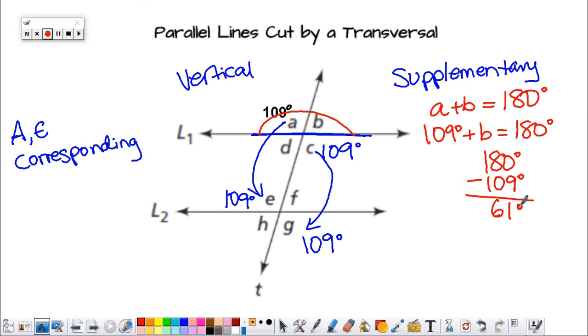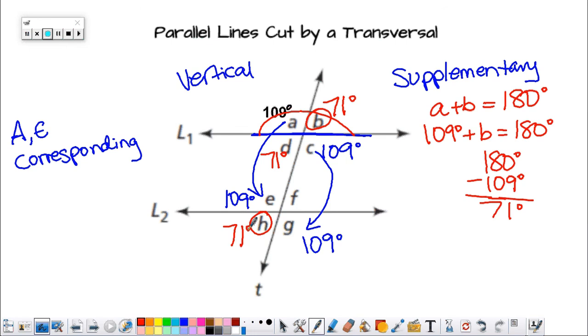Nope, 71 degrees. Sorry. 71 degrees. Okay, so B ends up being 71 degrees. Well, then B and D are also vertical angles, so D becomes 71 degrees. I'm going to use a different angle type. I'm going to look at B and H, because those are alternate exterior angles. They're on opposite sides of the transversal, and they're also on the outside of the parallel lines. So B and H are congruent. They're the same. So that makes that 71 degrees.